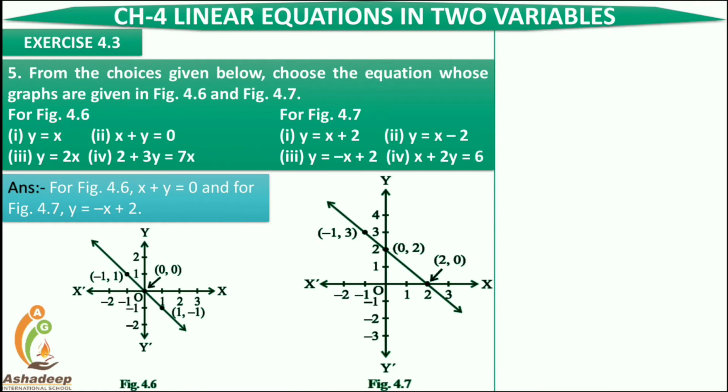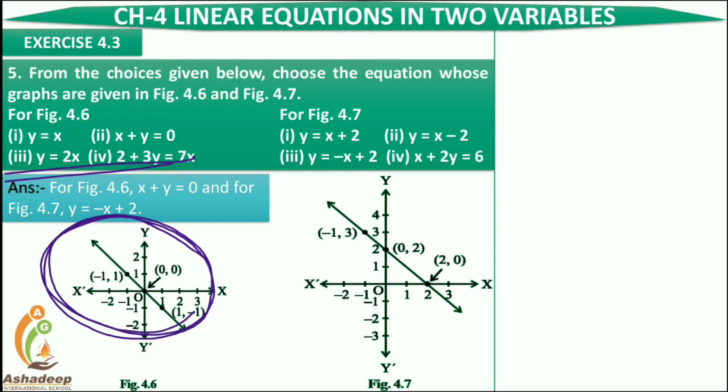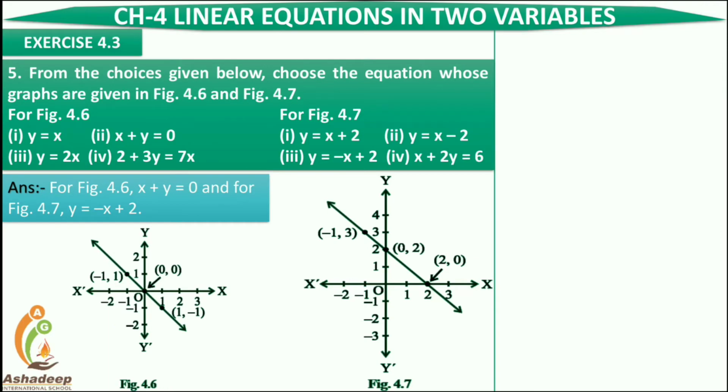Now question number 5. So what does question number 5 say? From the choices given below, choose the equation whose graph is 4.6 and 4.7. Right, for the 4.6, we are given here 4 different options. And out of these 4 options, we need to identify which graph is given for which equation. So how can we find that out? See, here we are given the first point, the second point, and the third point. So we are given three different points. Simply put these values into the equation, and if it is satisfied, we can say it passes, and if it doesn't satisfy, we can say it does not pass, right?